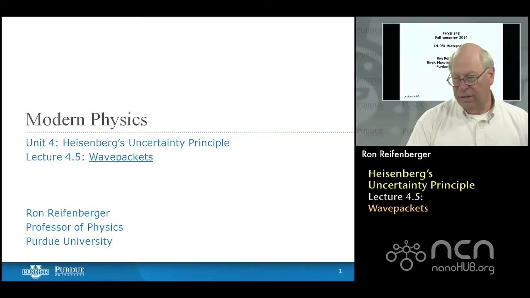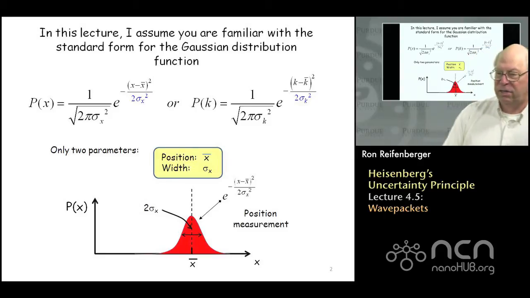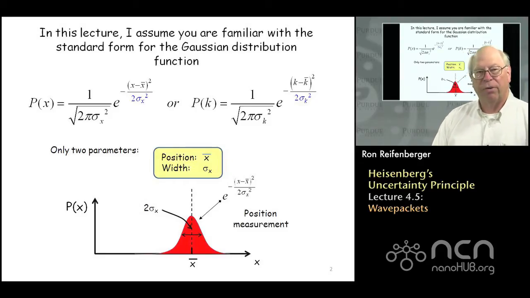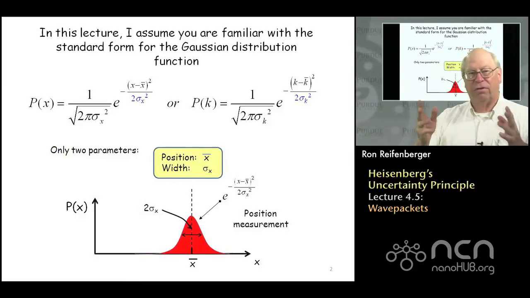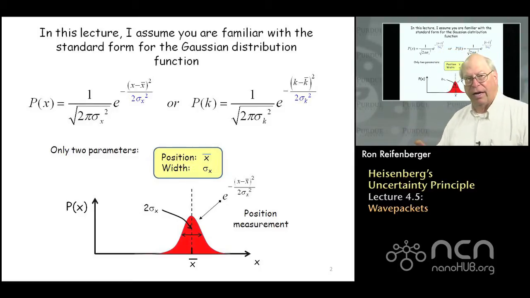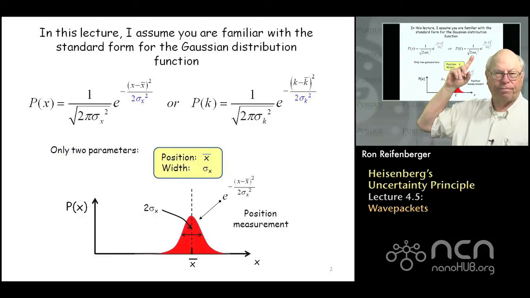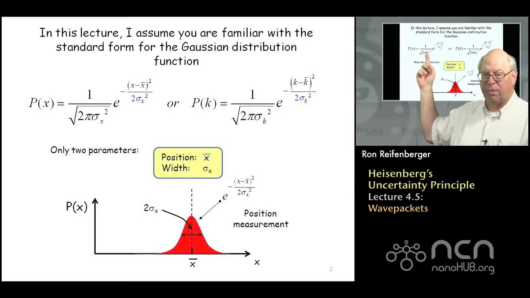are now localized. So to begin with, I'd like to just mention that in this lecture, I'm assuming that you're somewhat familiar with the standard form for the Gaussian distribution function. So this first slide is a review of the standard way of writing this Gaussian distribution. I just write down here the Gaussian distribution in real space, X space, and also the equivalent expression for the distribution in K space.